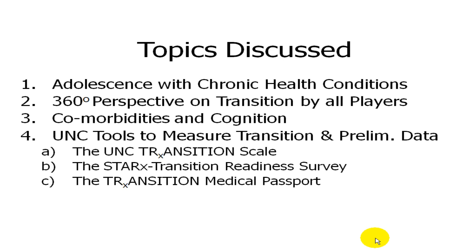I discussed how adolescents with chronic health conditions survive to adult life. We talked about how all the players have a different perspective on transition. We discussed comorbidities and cognition and how they may affect transition. And lastly, we talked about tools to measure transition, and I've shared some of our preliminary data.